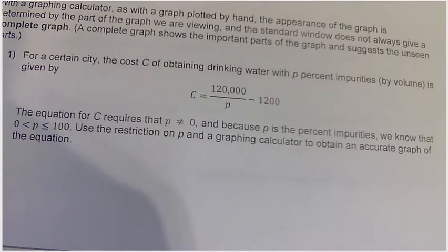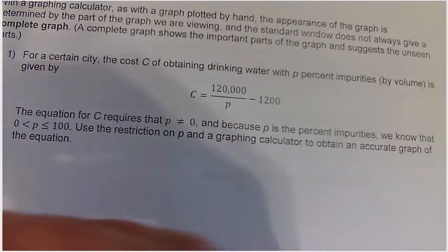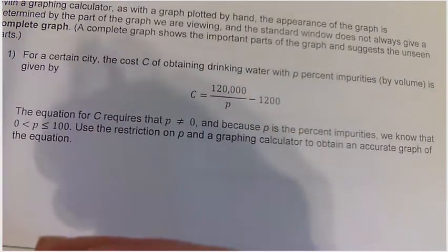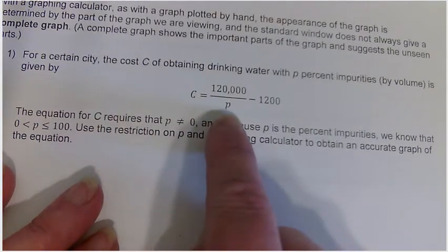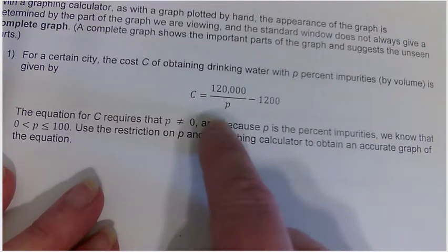So for a certain city, the cost of obtaining drinking water with P% impurities by volume is given by this equation. We can tell that P is never going to be 0 because you can't divide by 0.